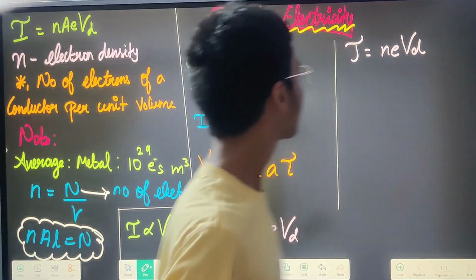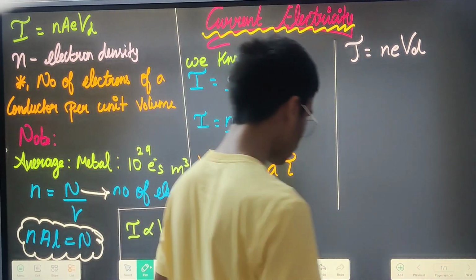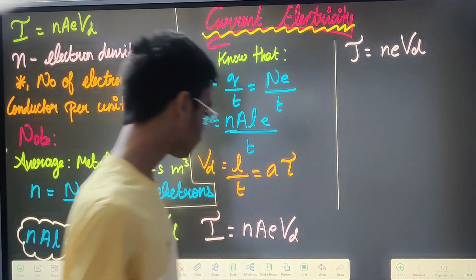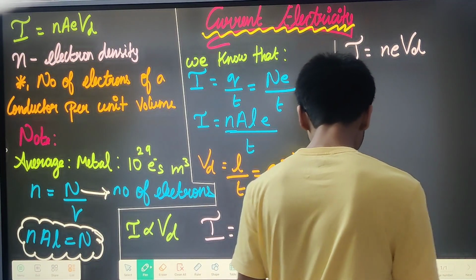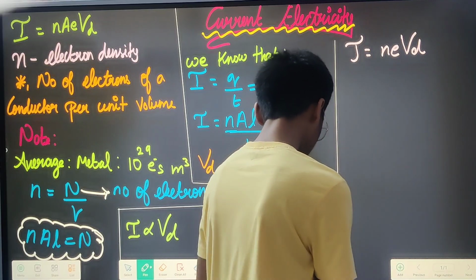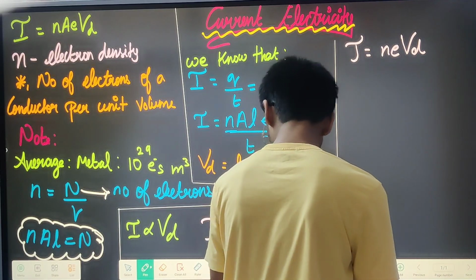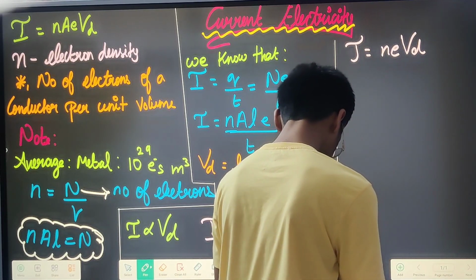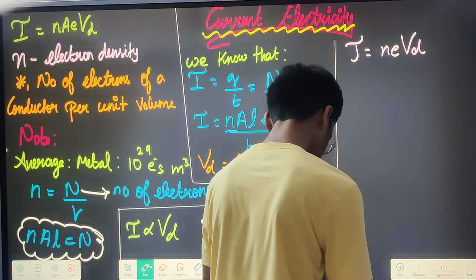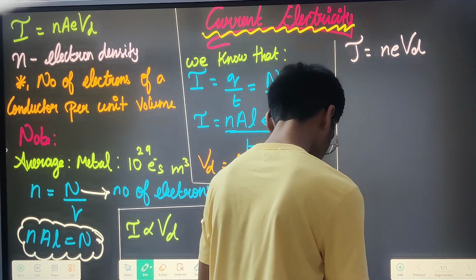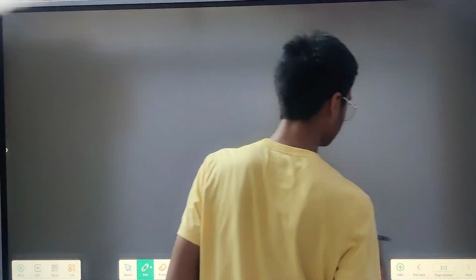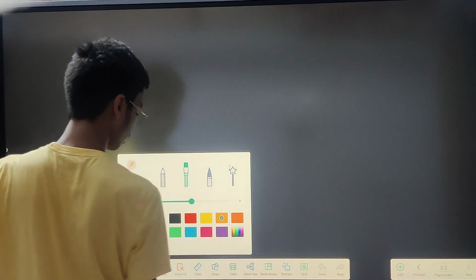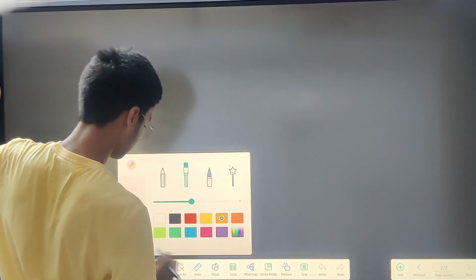Now next, we have J is equal to n e v drift. So what does this mean? Before coming into this concept, we have to know a very small concept, that is current density. So what is this current density? For this, I'll be taking a page here. First, what you have to know is current density.